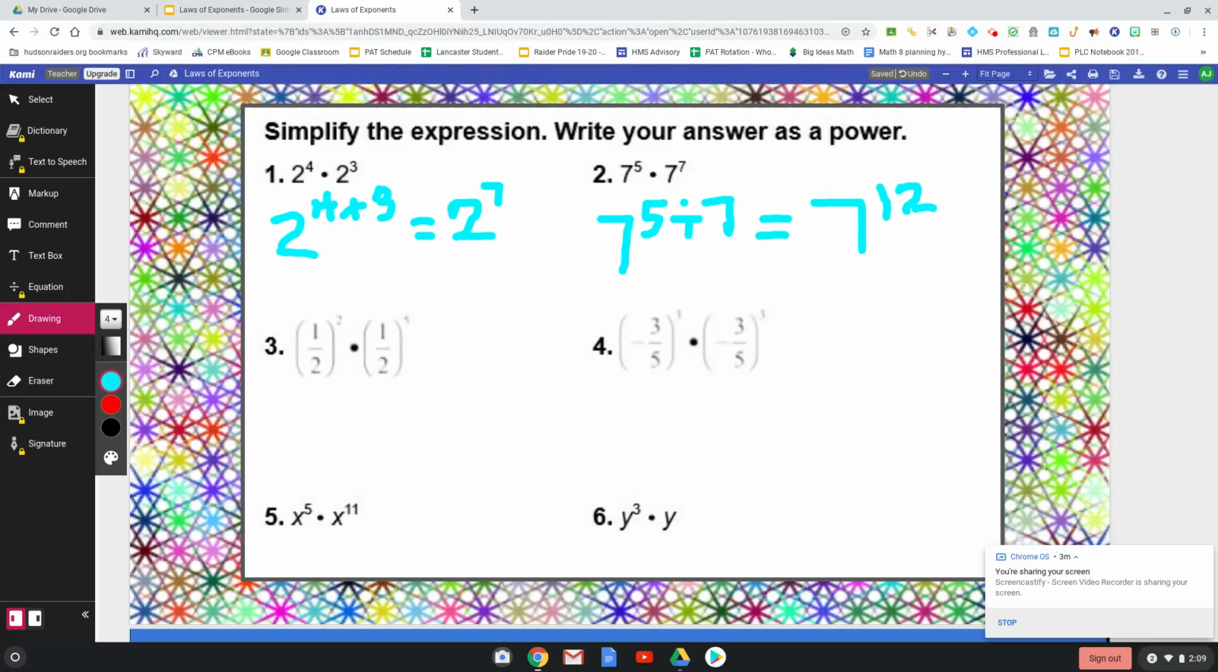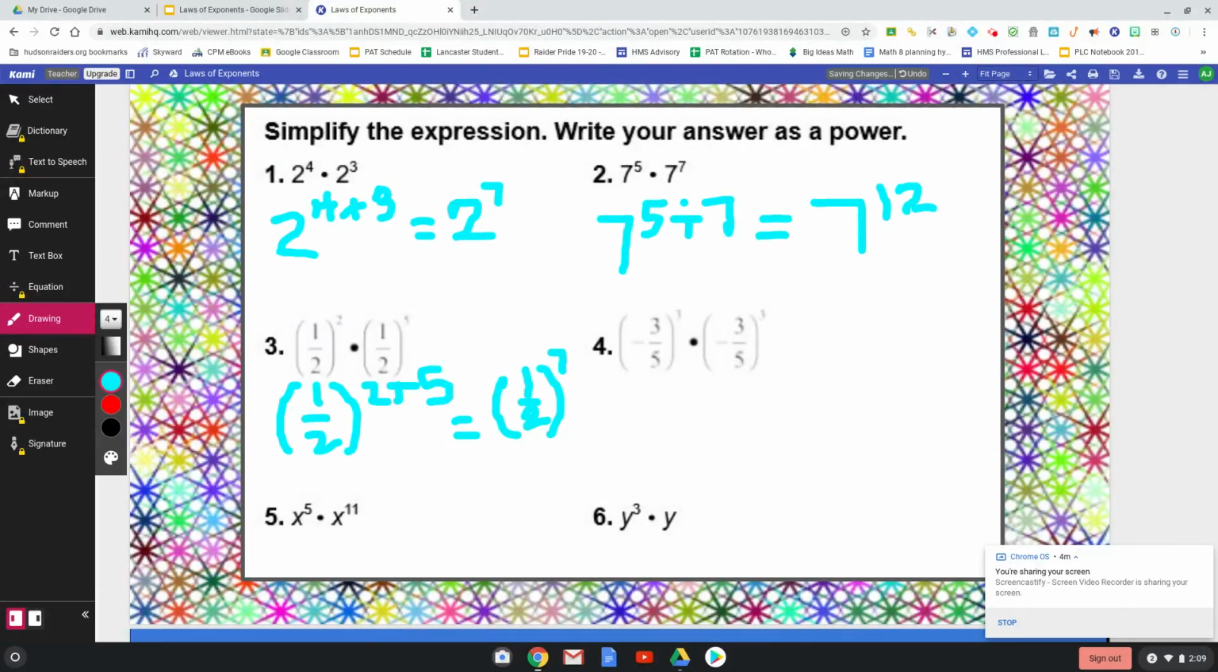We can do the same with fractions. I know this is hard to read, but it is 1/2 raised to the 2nd power times 1/2 raised to the 5th power. So we can write this as 1/2 raised to the 2nd plus 5th power, and this simplified would be 1/2 to the 7th power.